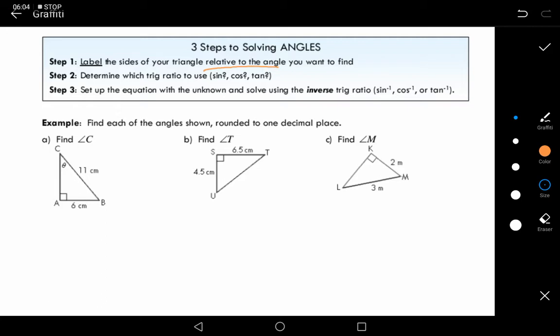Step 2 is determine which trig ratio to use. So are we going to use sine, cos, or tan? And then these steps are essentially the same. The last step is to set up that equation and solve for the inverse trig ratio.